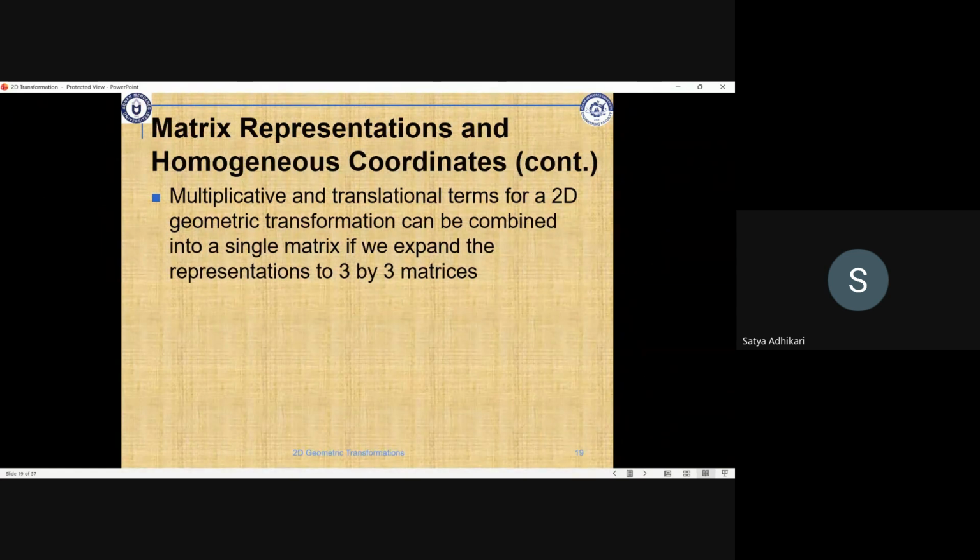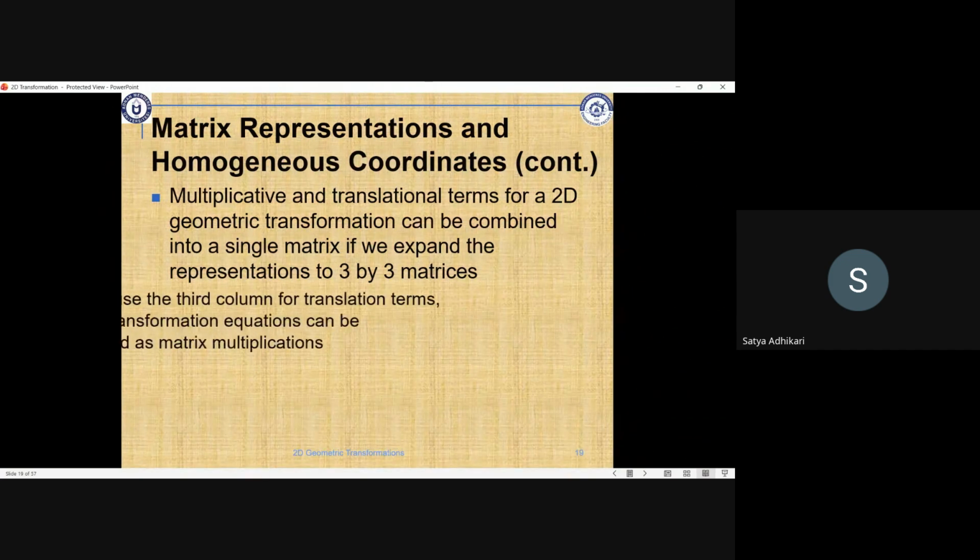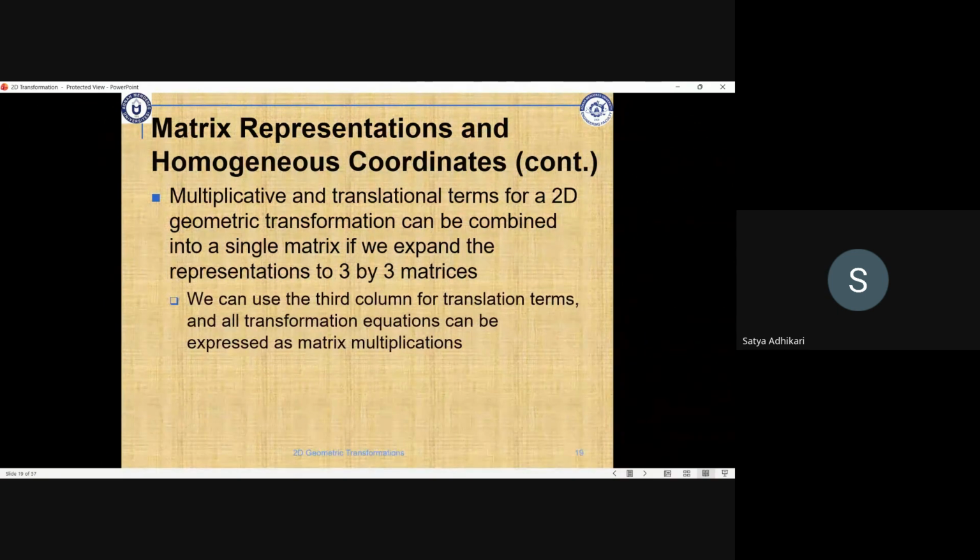Please recall, when we represented scaling, rotation or translation, we had a 2 by 2 matrix, a matrix of order 2. But in homogeneous coordinates, it is easier to perform these operations, that is, composite transformation, if we expand the representation to a 3 by 3 matrix. Let us see how. We can use the third column for translation terms, and all transformation equations can be expressed as matrix multiplication.